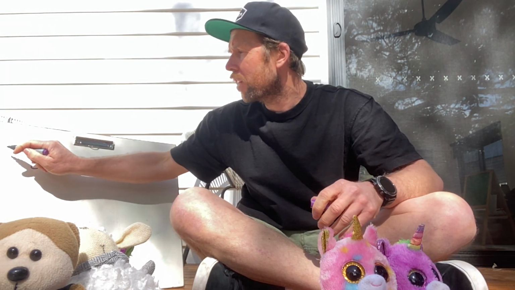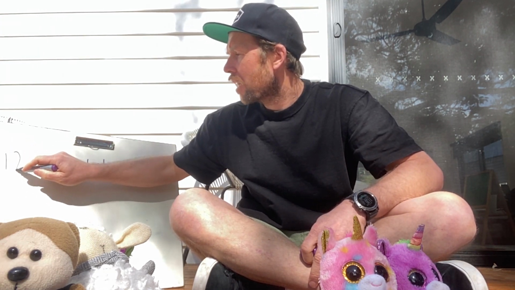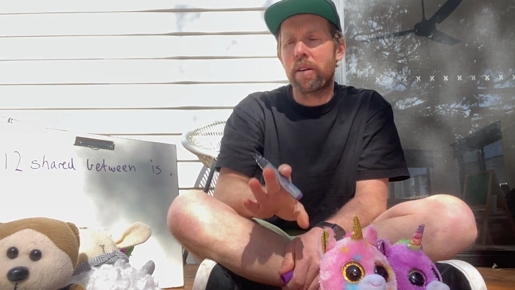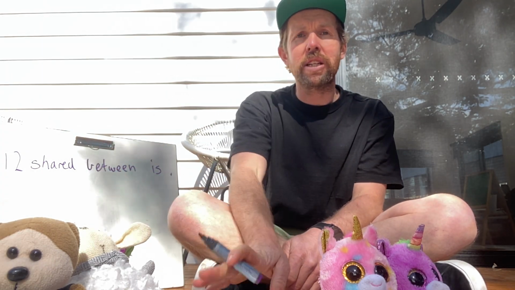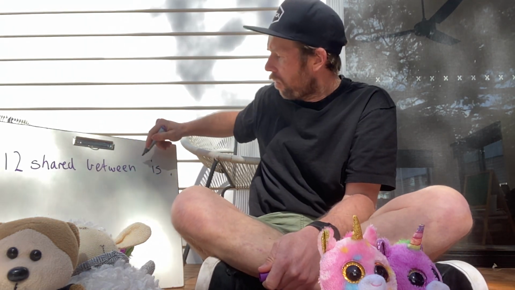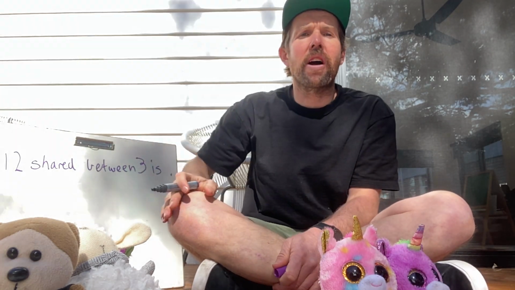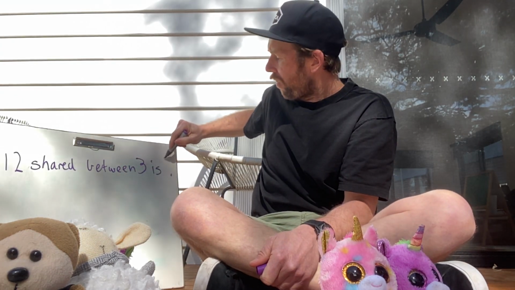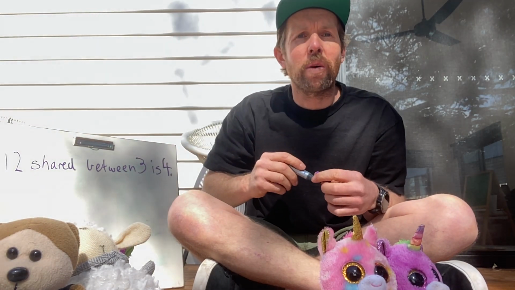The way we would record that is, if I had 12 and I started with that, I would say 12 shared between, so 12 teddies to start off with, shared between 3 picnic rugs. So I put my 3 here, and then I write how many on each one. That's 4. So that's one way to do it, sharing by ones.